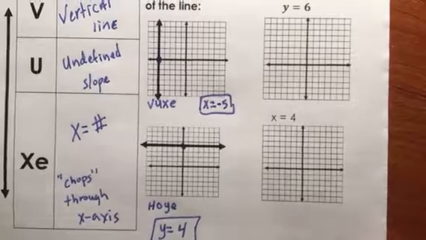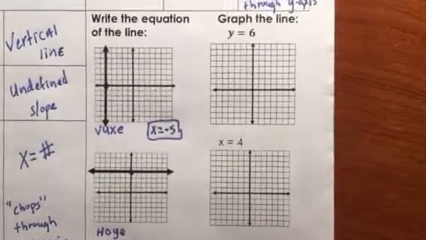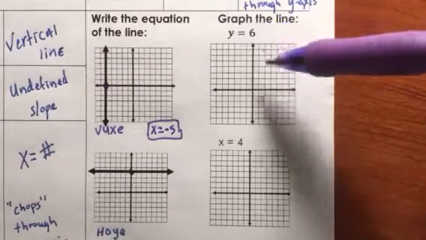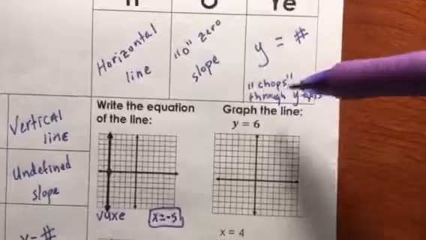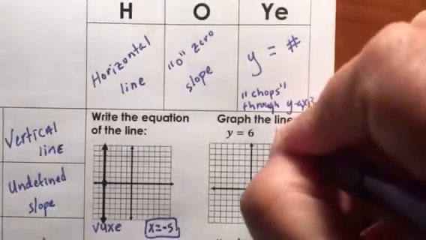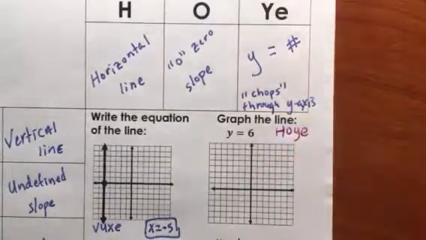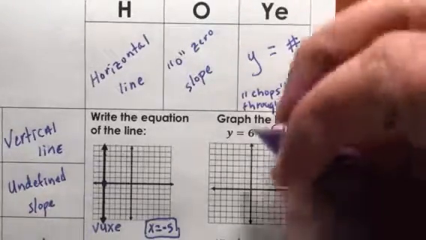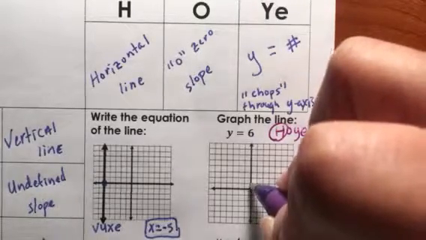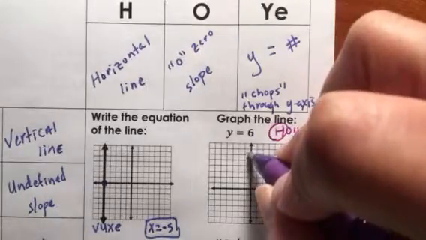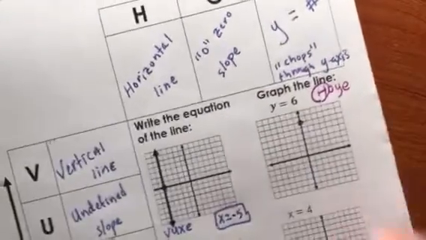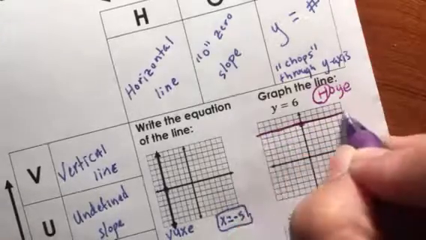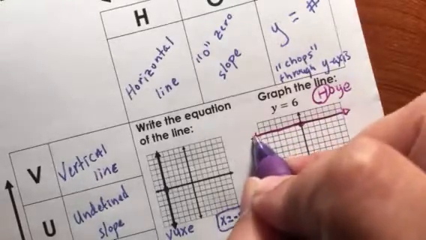Alright, so this next problem, this time we're going to graph the line. And again, you're going to ask yourself, is it the HOYe or the VUXe? This one needs a y equals. Y equals was the HOYe. So that means I need to have a horizontal line. So I'm going to go to the y-axis and go to 6. 1, 2, 3, 4, 5, 6. And then I'm going to draw a horizontal line. Draw your arrows and you're done.